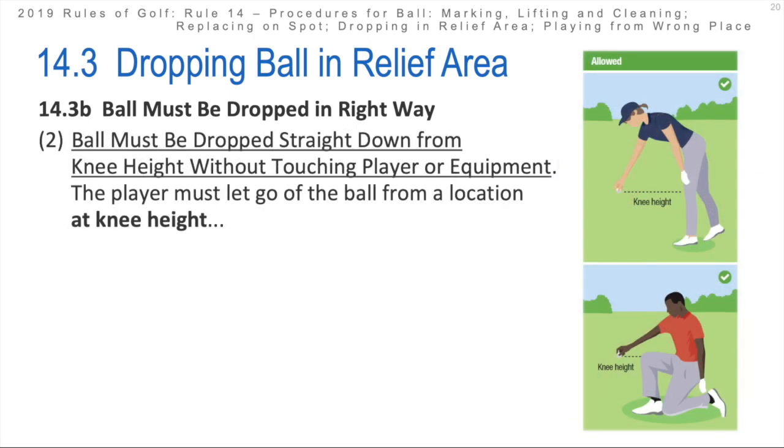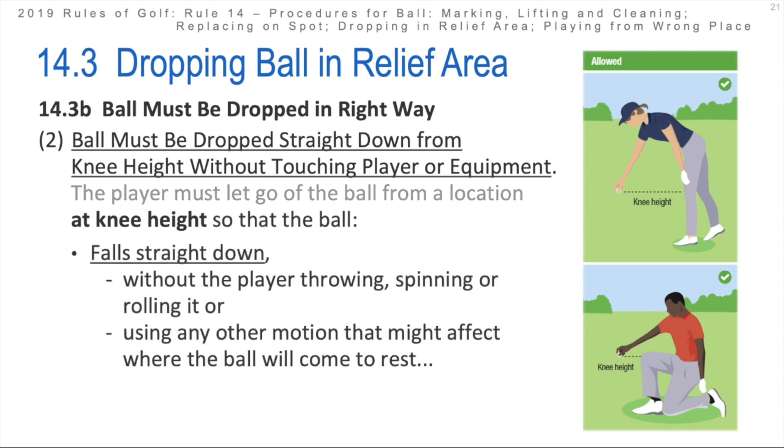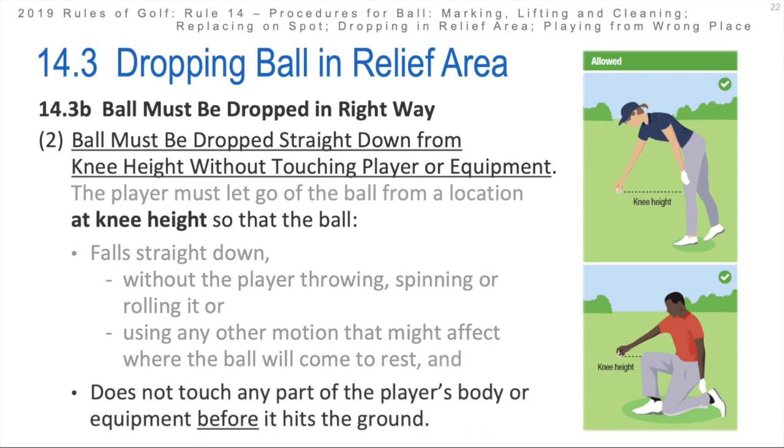Again, you have to drop the ball. Nobody else can do it for you. The ball has to be dropped from knee height. It's illustrated in the pictures on the right. Both of those would be considered okay. The ball has to fall straight down. You can't put any influence on it, such as spin, or throwing it or rolling it, to affect where the ball would come to rest. And just be careful that the ball doesn't touch you or your equipment before it hits the ground, so on the way down.